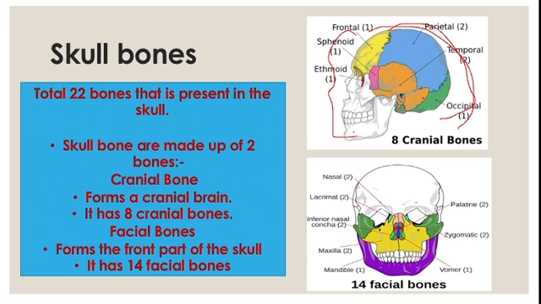Only the mandible bone is movable. That is, our lower jaw is movable, right? Only the lower jaw is movable. Because it is movable, we are able to speak. Or else, would we be able to speak or move our lips? No, right? So the facial bone forms the front part of the skull and the cranial bone forms the back side of the skull.